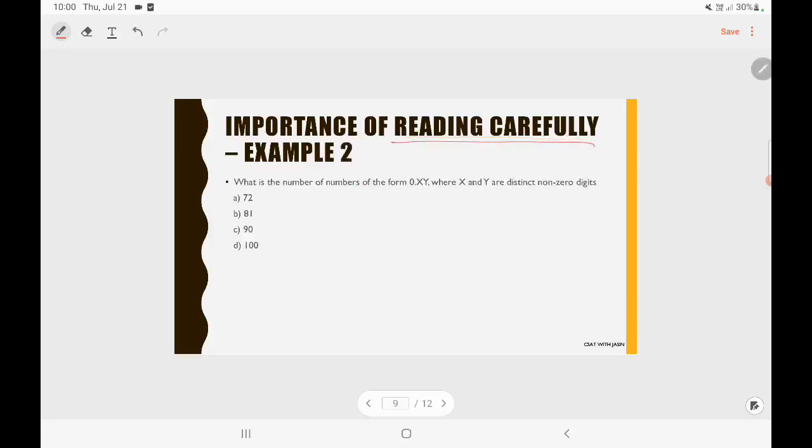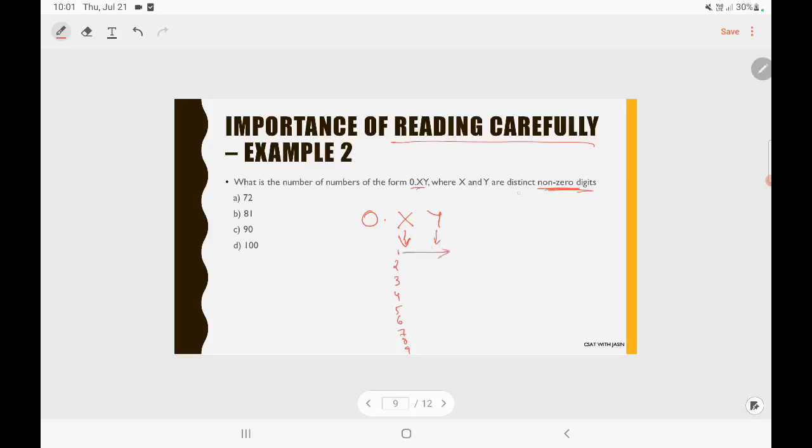If you see the question here, this is also a CSAT 2022 question. What is the number of numbers of the form 0.xy where x and y are distinct non-zero digits? So what is the total number of numbers like that? So we have 0.xy. x cannot be 0, right? Because the question says it is non-zero. So x cannot be 0 and y also cannot be 0. So x can be 1, 2, 3, 4, 5, 6, 7, 8 and 9. And y can also be any of the other non-zero numbers, right?